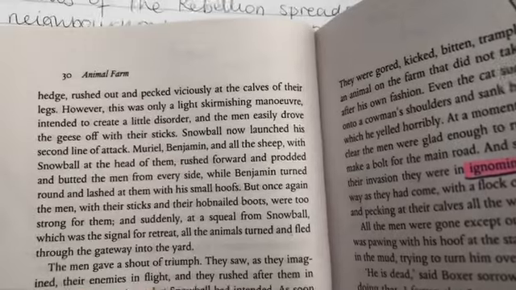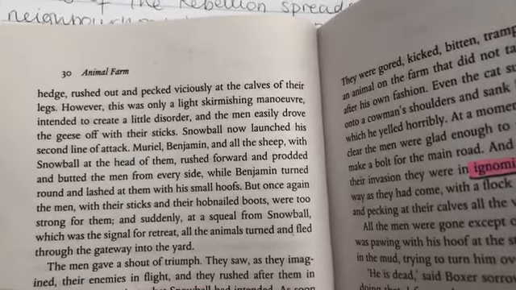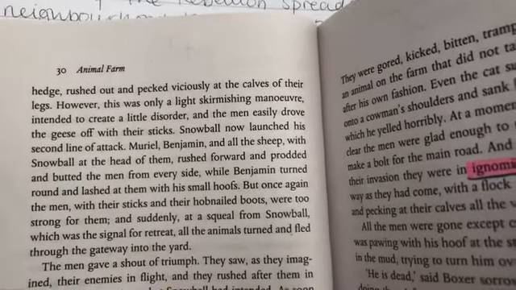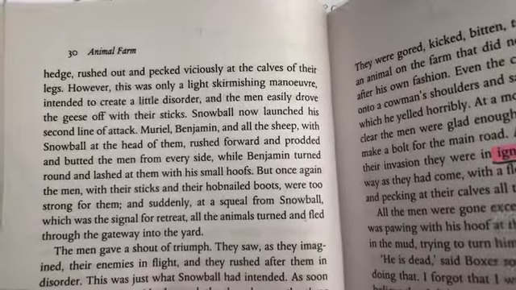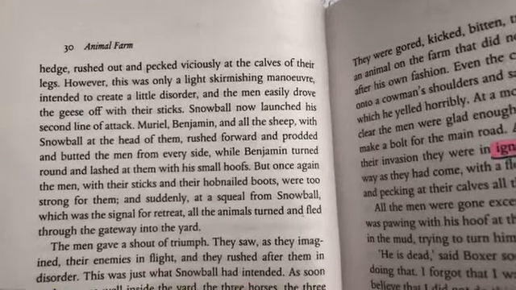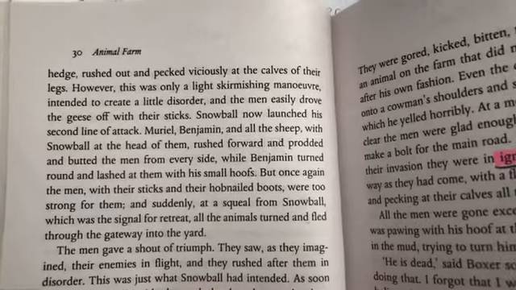Snowball now launched his second line of attack. Muriel, Benjamin, and all the sheep, Snowball at the head of them, rushed forward and prodded and butted the men from every side, while Benjamin turned round and lashed them all with his small hooves. But once again, the men with their sticks and their hobnailed boots were too strong for them, and suddenly, at a squeal from Snowball, there was the signal for retreat, and all the animals turned and fled through the gateway into the yard.